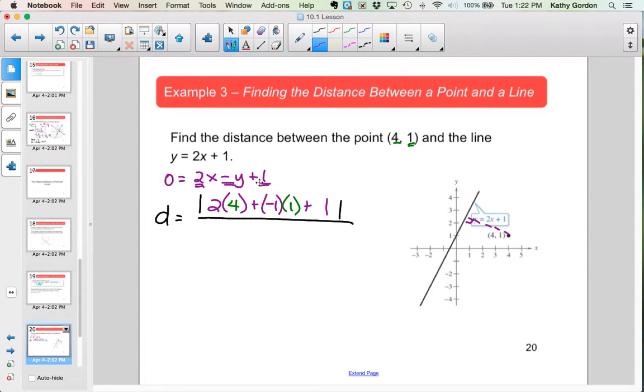Okay? And then in the denominator, I'm going to take the square root of, what about the square root of 2 squared plus negative 1 squared. Wait, so that's the a value, that's the b value, that's what's getting squared down here. Okay, so now again it's just simplifying.